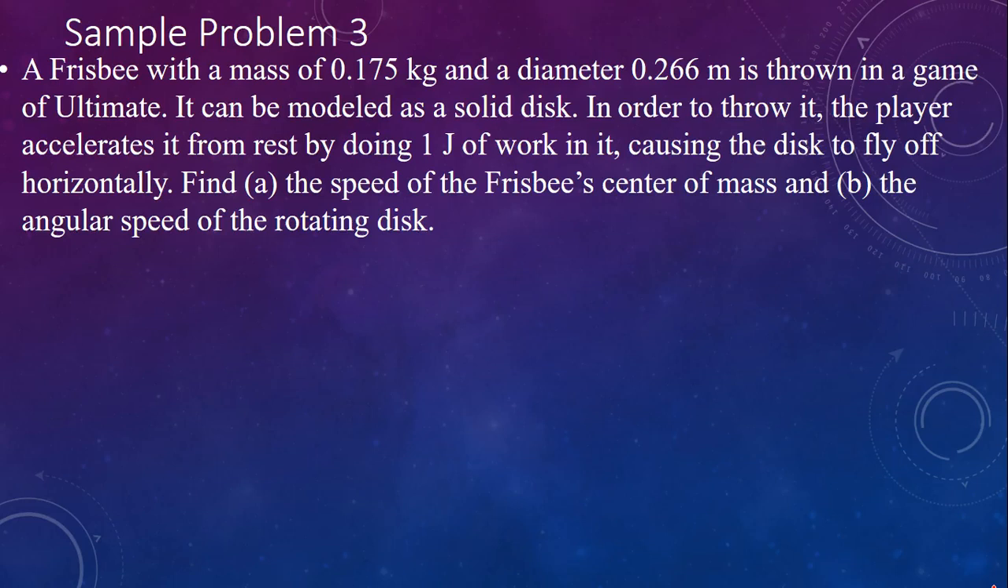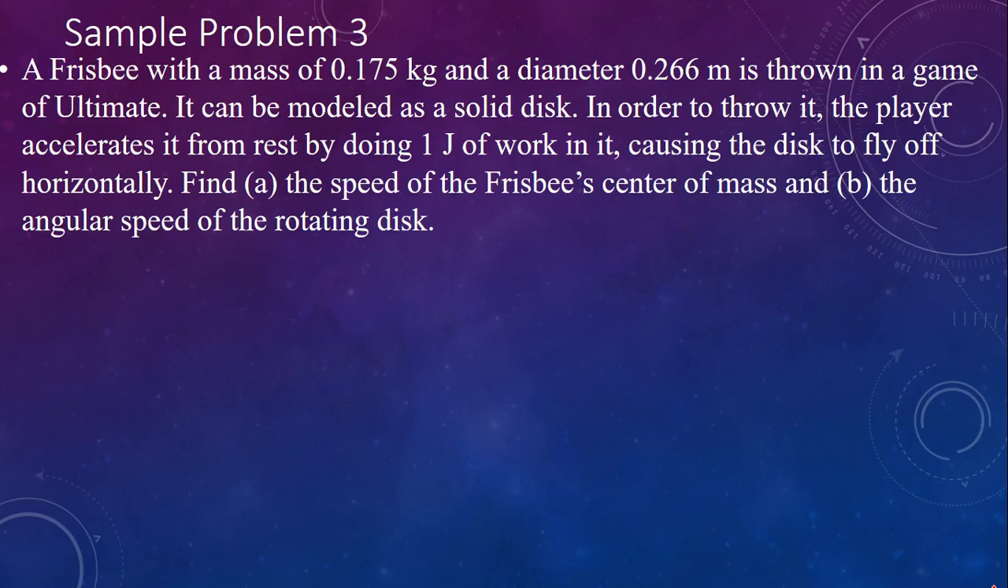Okay, sample problem 3. We have a frisbee with a mass of 0.175 kilograms and a diameter of 0.266 meters. It's thrown in a game of ultimate. It can be modeled as a solid disc. In order to throw it, the player accelerates it from rest by doing 1 joule of work on it, causing the disc to fly off horizontally. We want to find the speed of the frisbee's center of mass and the angular speed of the rotating disc.